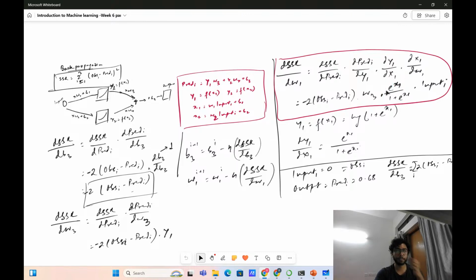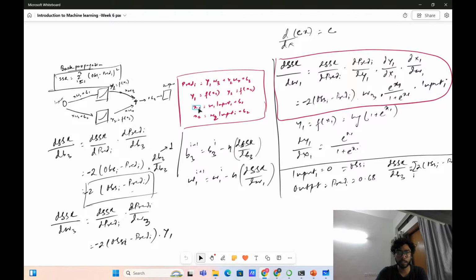If you are not very familiar with derivatives, think about how log of 1 plus e to the power x comes out to be this. Maybe practice a bit more. And then finally, d of x1 with respect to w1 is just input i, right? All these assume that the derivative of any constant times x is basically that constant. You should be familiar with this.